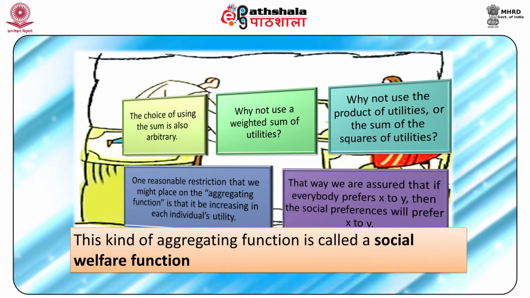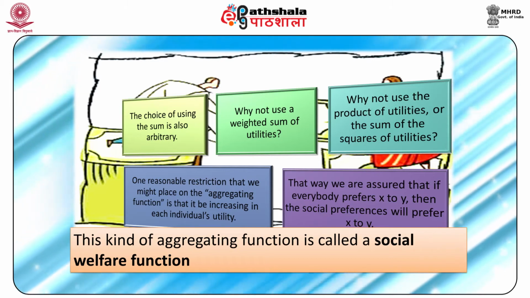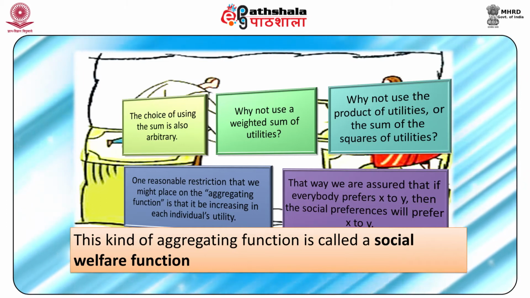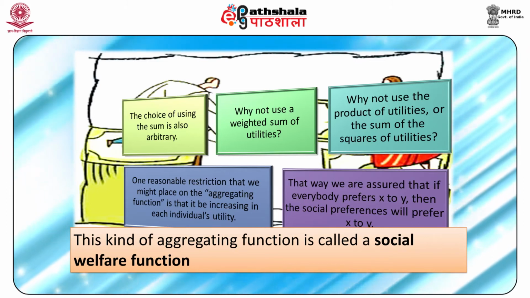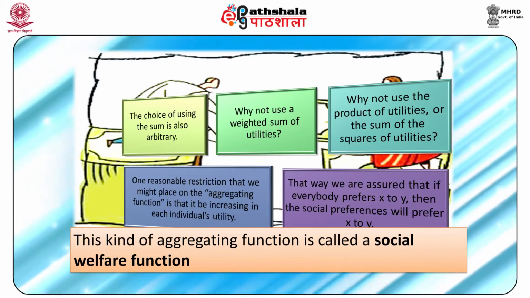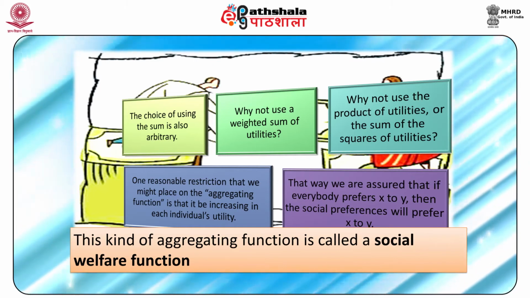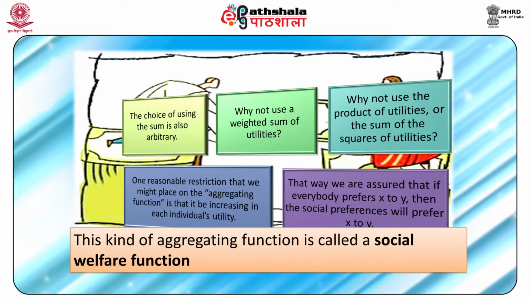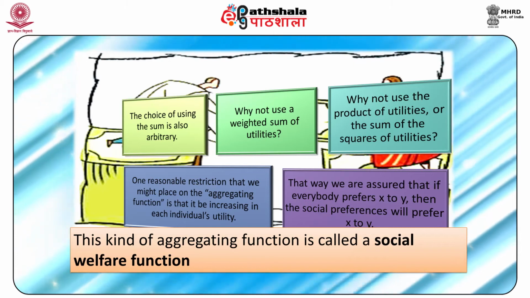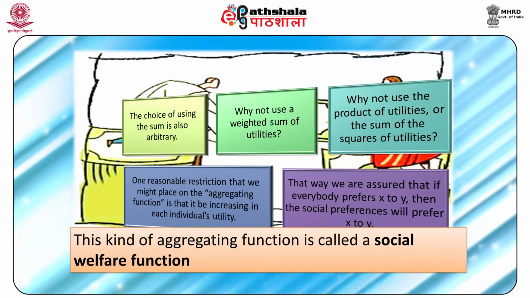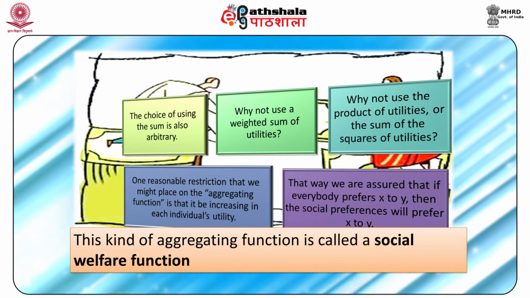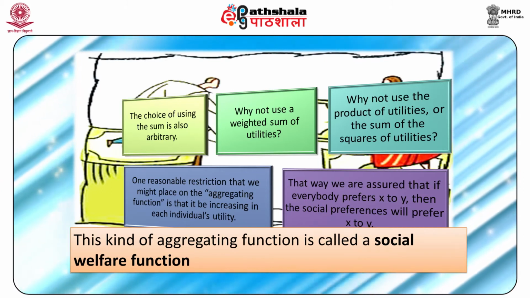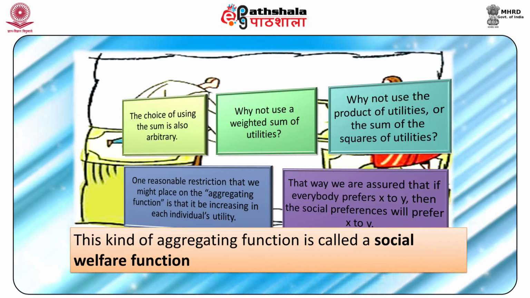The choice of using the sum is also arbitrary. Why not use a weighted sum of utilities? Why not use the product of utilities or the sum of squares of utilities? One reasonable restriction that we might place on the aggregate function is that it be increasing in each individual's utility. That way, we are assured that if everybody prefers x to y, then the social preferences will prefer x to y. This kind of aggregating function is called a social welfare function.